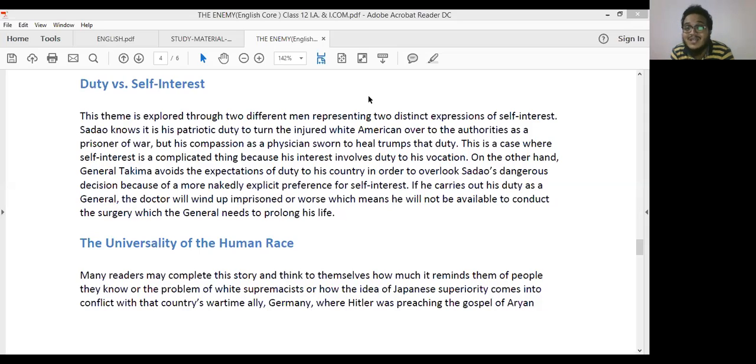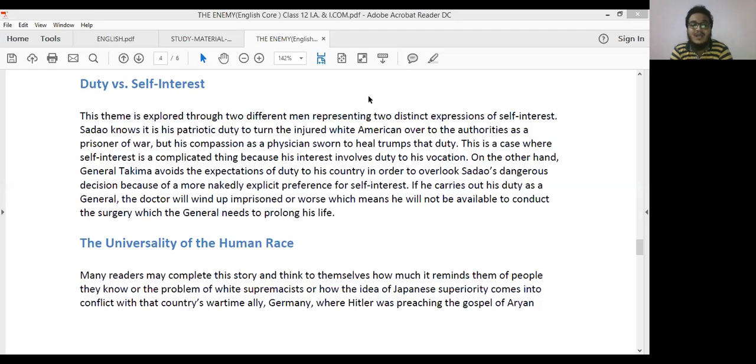How was he in danger? He was in danger keeping that American in his house. So he may be proved a traitor who is not paying respect to his own country. He is showing affection towards another. So the decision was because of his more nakedly explicit preference for self-interest. This was his self-interest showing and helping that.